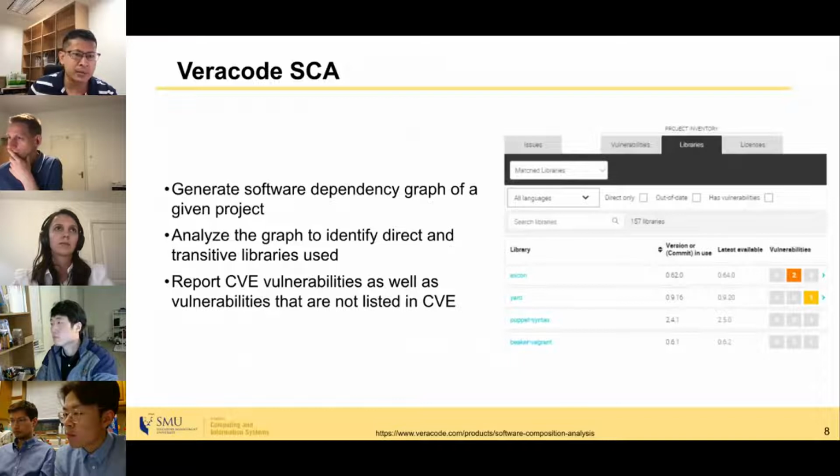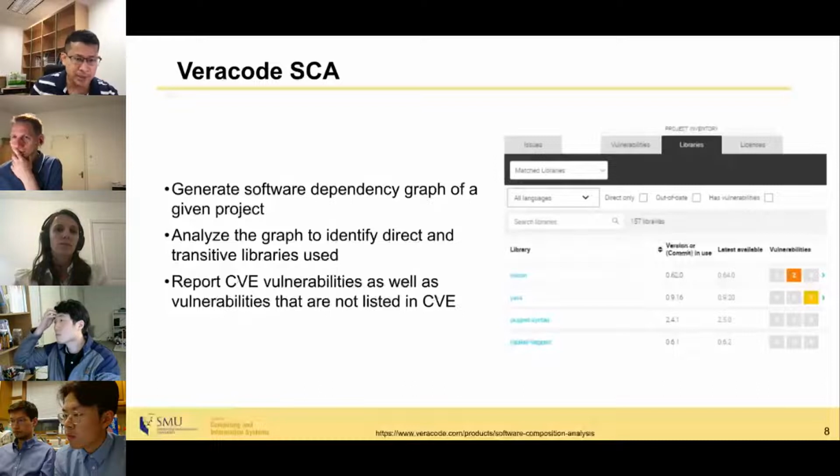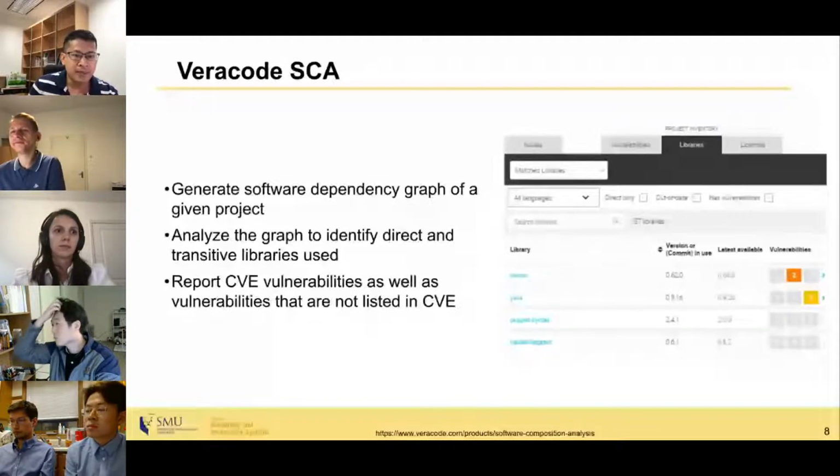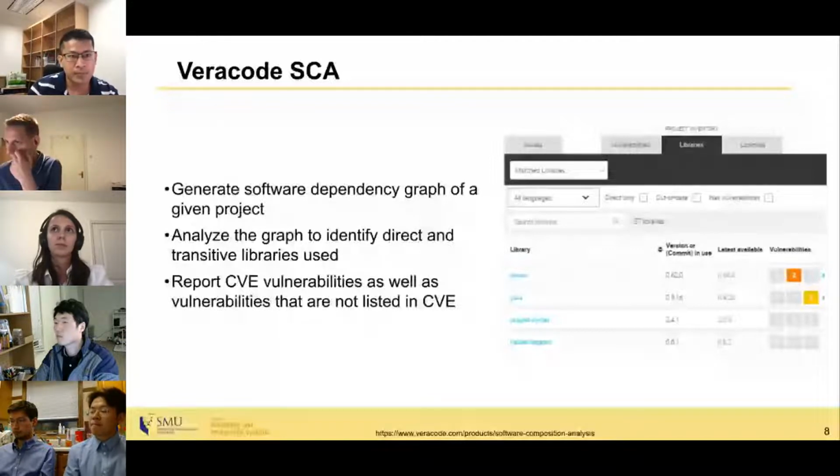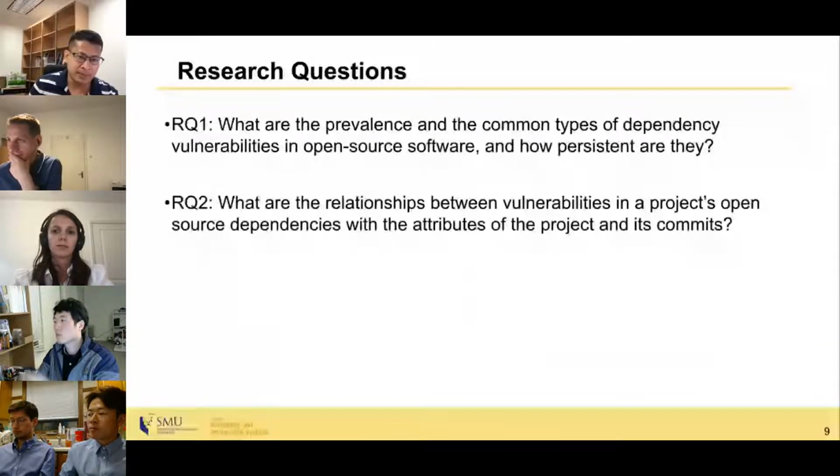So basically, this tool supports many languages, including those popular languages that we are analyzing here. It will generate the software dependency graph of a given project and analyze the graph to identify direct and transitive libraries used. And it will report CVE vulnerabilities in those libraries, as well as vulnerabilities that are not listed in a CVE. So we want to answer 2 main research questions. What are the prevalence and common types of dependency vulnerabilities in open source software projects, and how persistent are they? And what are the relationships between vulnerabilities in the dependencies and the attributes of the project and its commits?